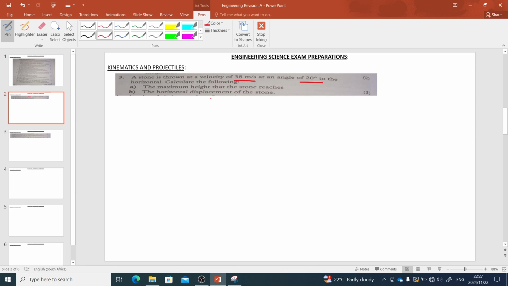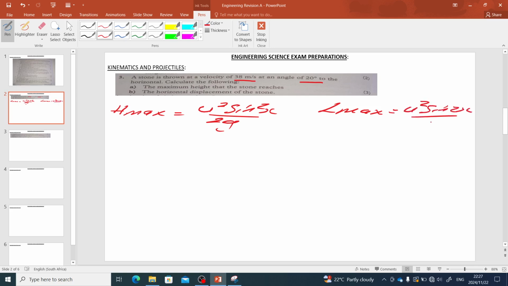Now, in calculating the maximum height, this is the formula that we'll be using. It is h max equals u squared sine squared theta divided by 2g. Then for L max, it would be u squared sine 2 theta divided by g. In this case, I will be using gravitational force as 9,81. But you need to read the given instructions carefully so as to see if they want you to use the gravitational force as 9,8 or 9,81.